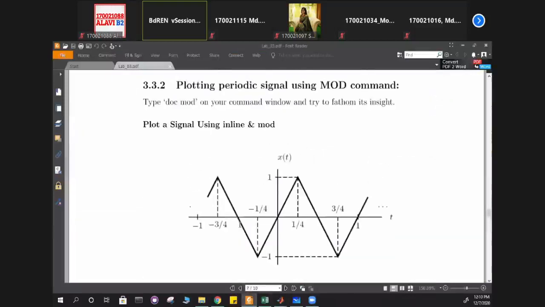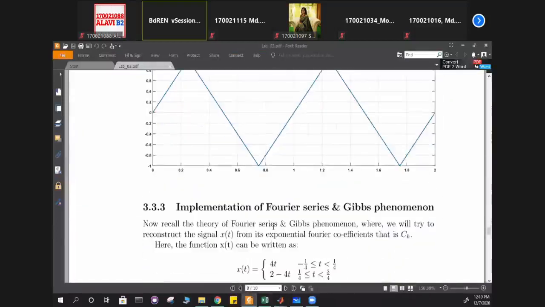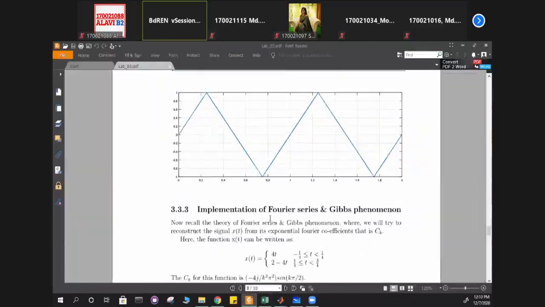Now we'll see a few things regarding Fourier series.